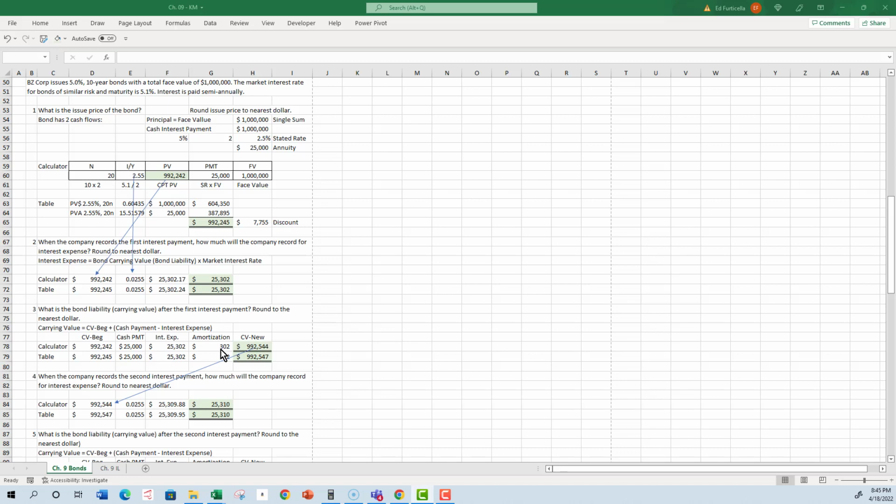So the new carrying value, based on the calculator, would be $992,242 plus $302, or $992,544. The new carrying value calculated using the table would be $992,245 plus $302, or $992,547.